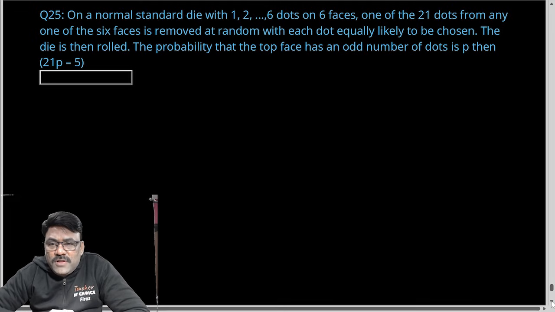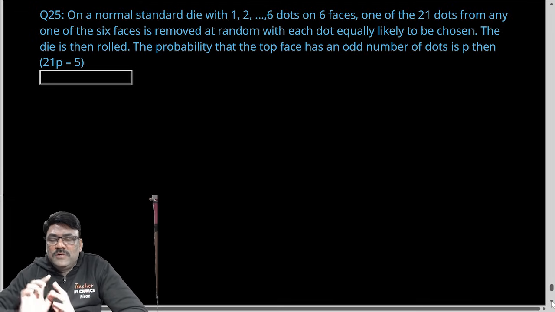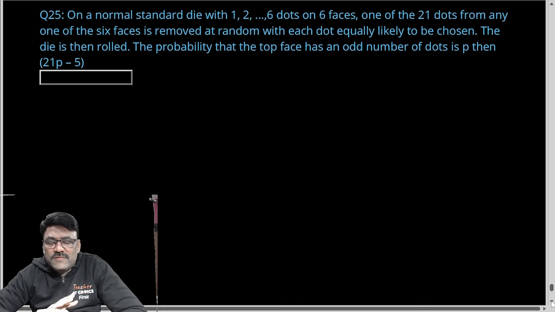Now one of the 21 dots from any one of the 6 faces is removed. That means you have randomly removed one of the dots from any of the 6 faces. You don't know from which face the dot is removed, but one dot is removed. Each dot is equally likely to be removed.